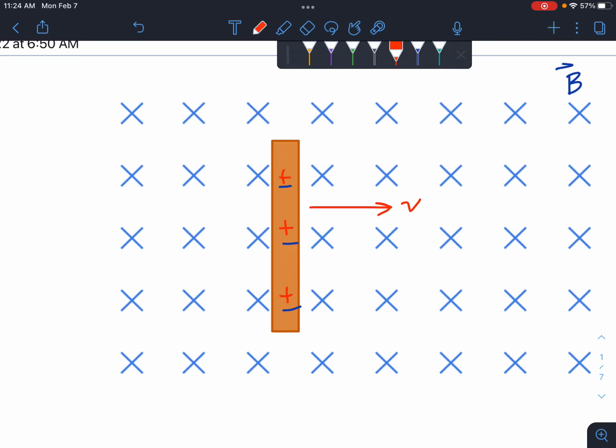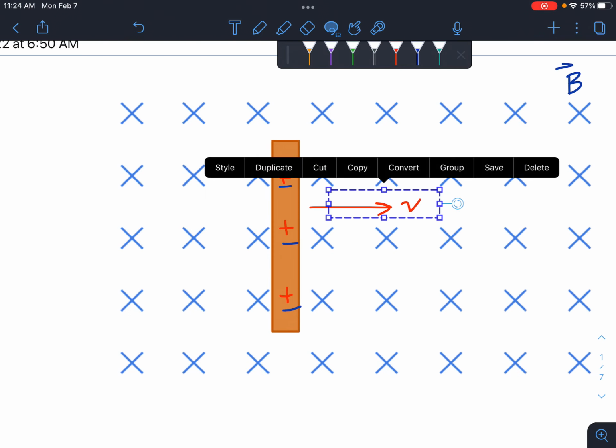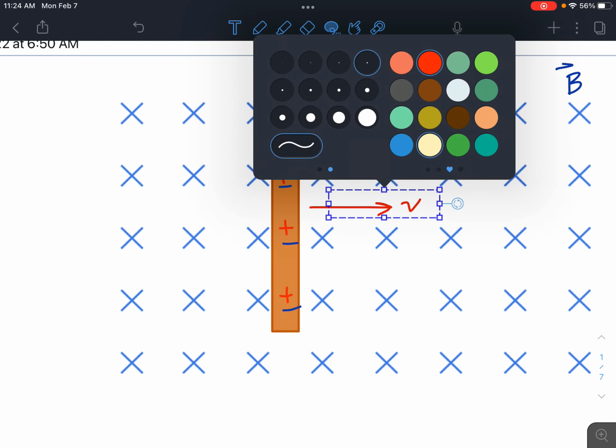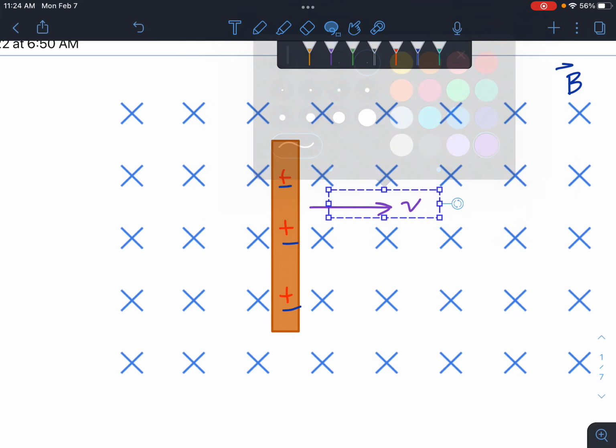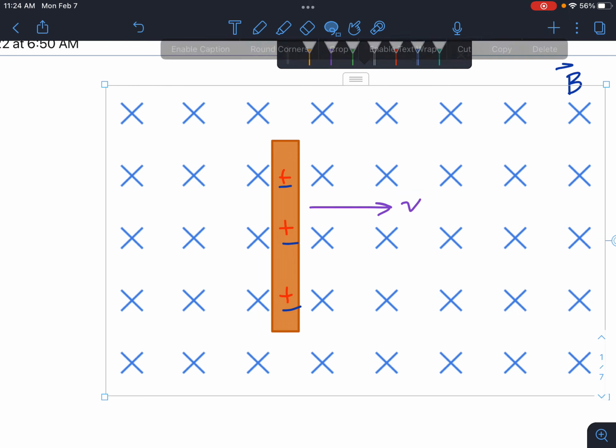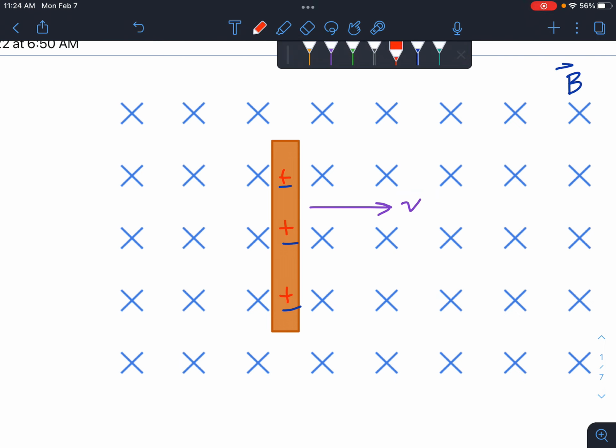So let me write that. Actually, let me change this style. Let's make that purple or pale blue or something. There we go. That way I can draw the magnetic force is upward for those, and the magnetic force is downward for those. This whole derivation is also done in one of the AP Classroom videos, so you can watch it there too.